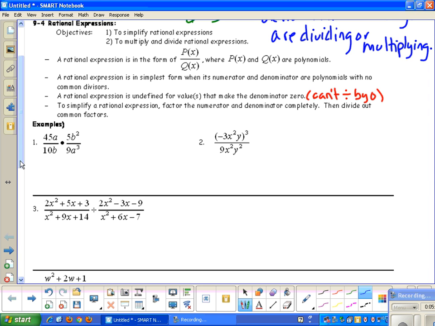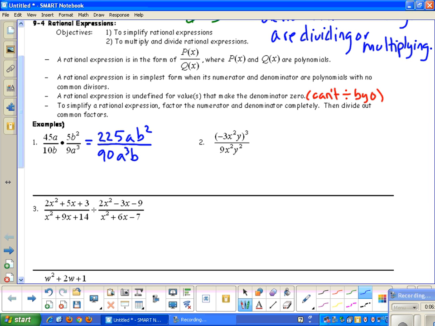In this case, remember, you want to look for common factors. You could do a couple of things. You could just go ahead and multiply everything through right away. So 45 times 5 would give me 225, and then we have ab squared in my numerator, all divided by 10 times 9, which would give me 90, and then a to the third over b.